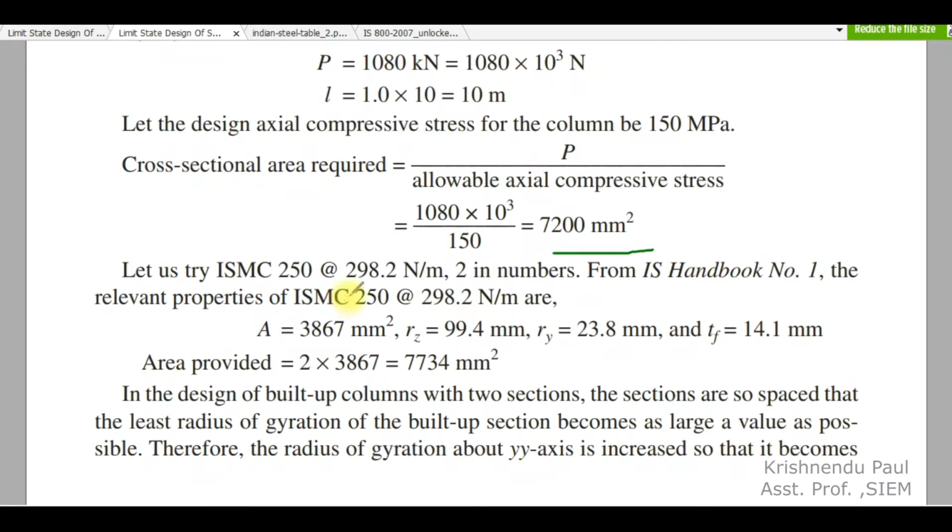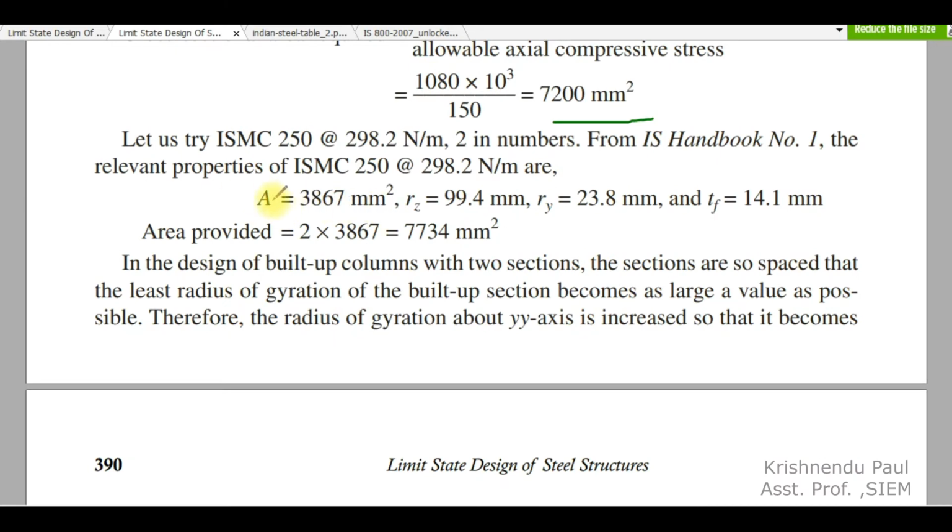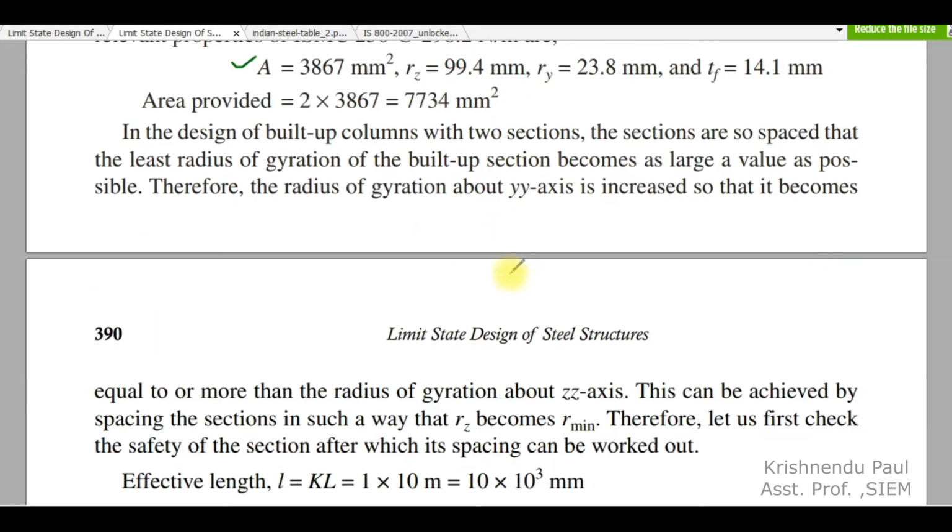Now see, here they have just put these values from the steel table. Area is this, rz, ry is this, tf, thickness of flange is given. So area provided is equal to two sections. In the design of built-up columns with two sections, the sections are so spaced that the least radius of gyration of the built-up section becomes as large a value as possible. This has been discussed in the design steps in the last video lectures. You know all these concepts, so I will not discuss this concept in this numerical. Everything is discussed previously.